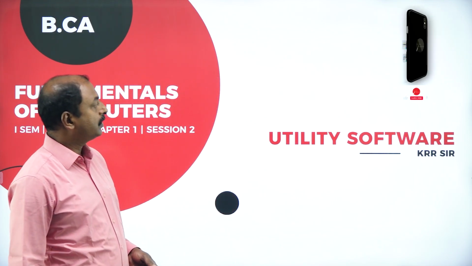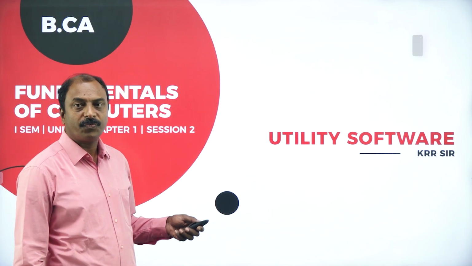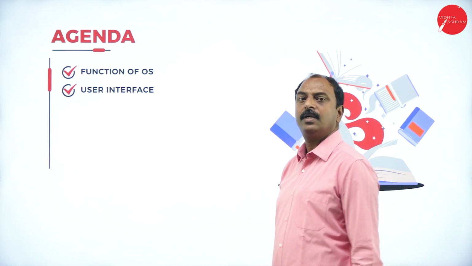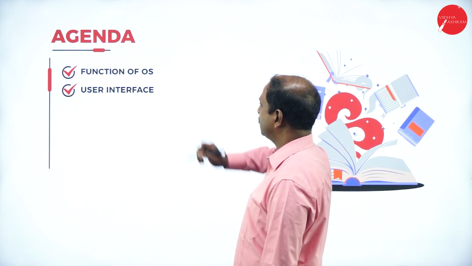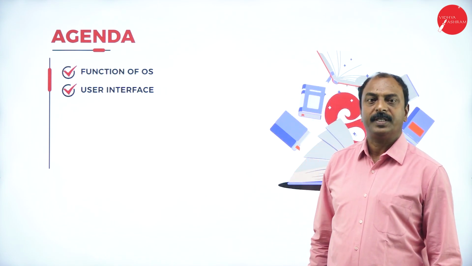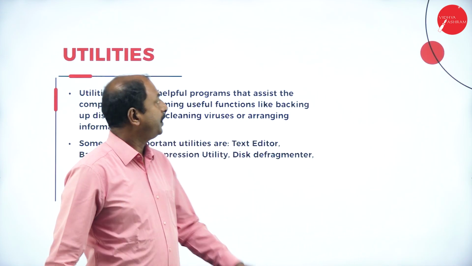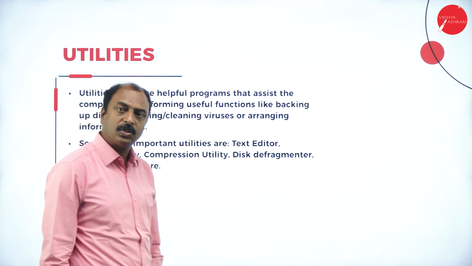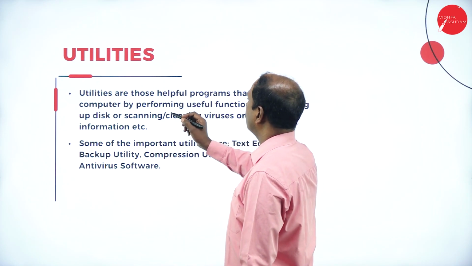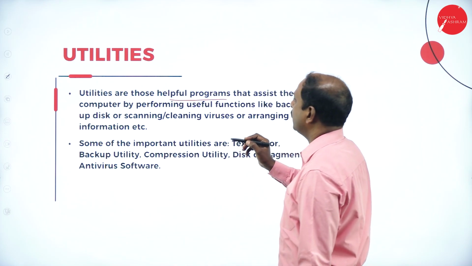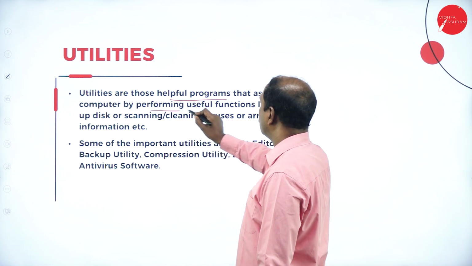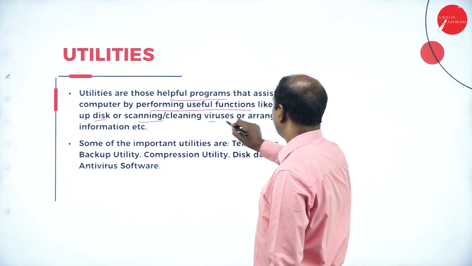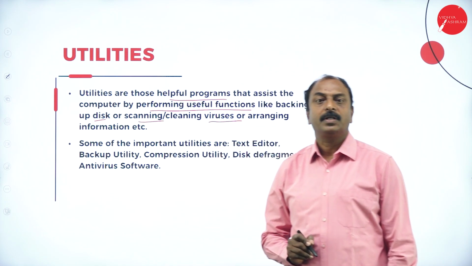Students, let us start our discussion with utility software. In this session, we are going to talk about utility software, along with the functions of operating system and user interface. Now let us see the definition of utilities or utility software. This is another type of system software. Utilities are helpful programs that assist the computer by performing useful functions like backing up disk, scanning, cleaning virus, and so on.